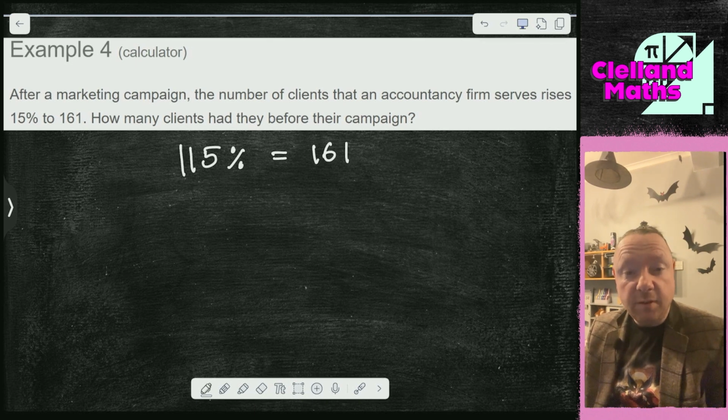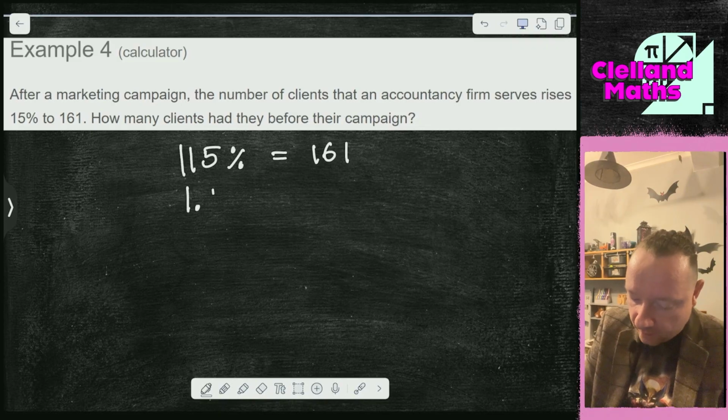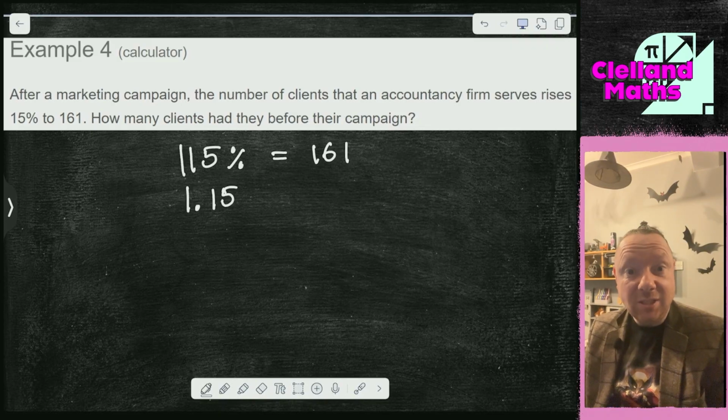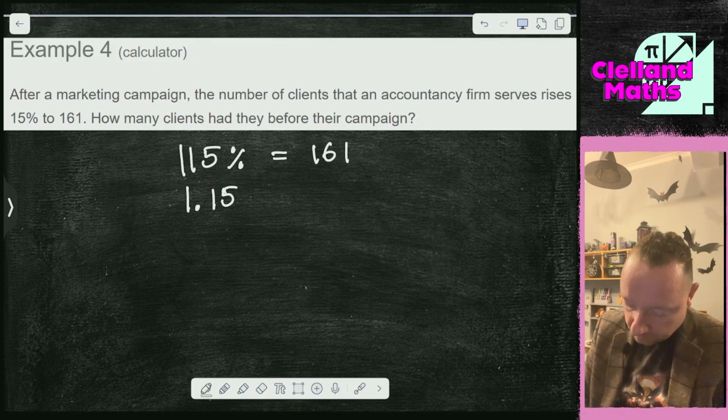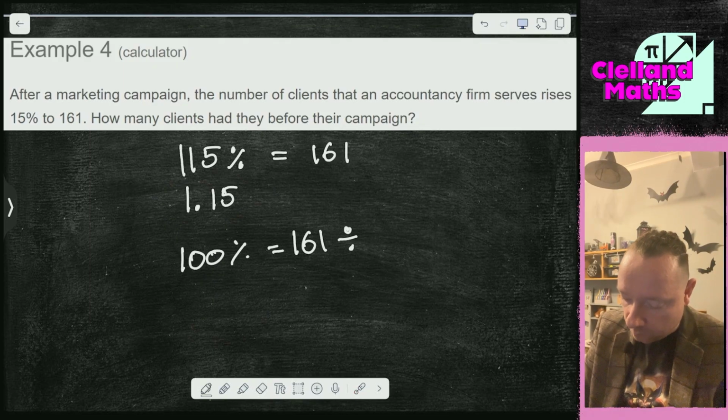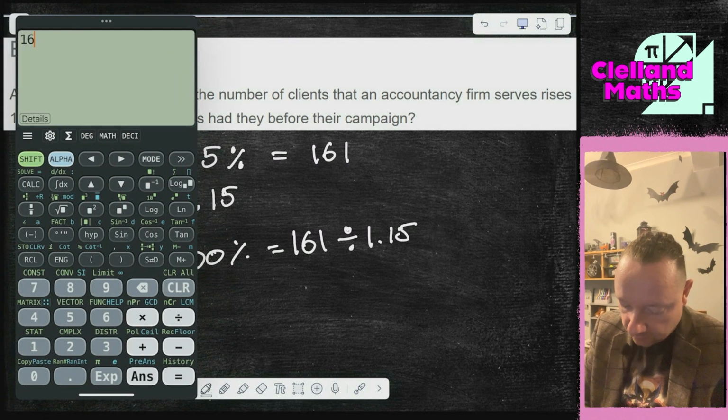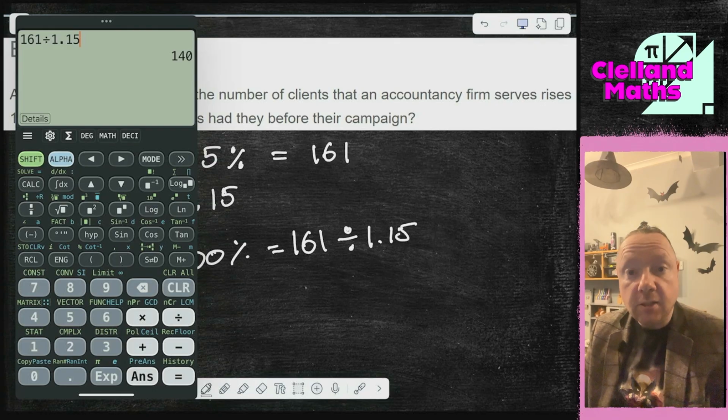So if I just divide by 115%, so if I change that to 1.15, that's a decimal, that's still 161. And that means that if I divide by 1.15, on the left-hand side I'll have 1, which means I've got 100%. So all I need to do is divide by 1.15 with a calculator, and we're done. So let's just do that. 100% must be 161 divided by 1.15. So I get my calculator. 161 divided by 1.15 is 140.